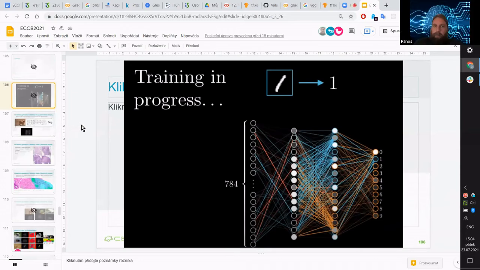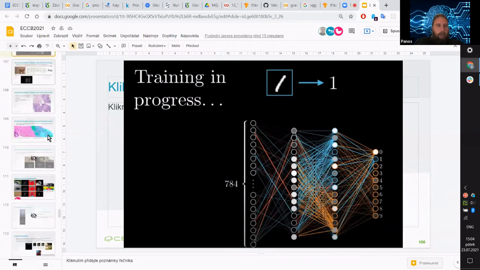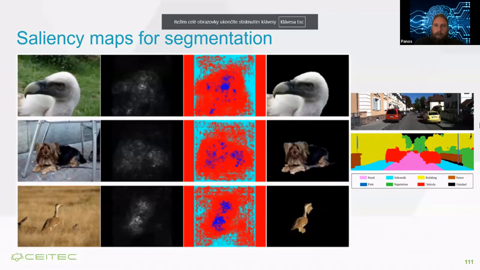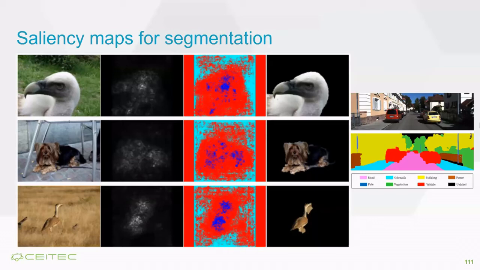And another question is, what is the third column in that slide? Like the red and blue columns? So those are just the overlays. The saliency map is in the second column, and we just put it over the images, I believe. So it's just another visualization of the saliency map. Oh no, I'm wrong. It's just another visualization of the saliency map with a different color scheme. Yeah, thank you. Thanks for the questions.